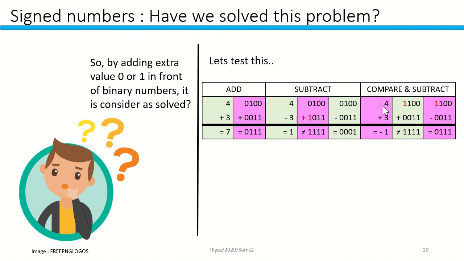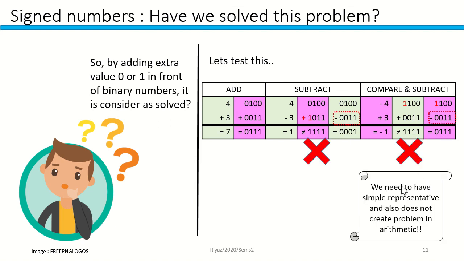How about this one? Minus 4 plus 3 is supposed to give negative 1. How about 1100? We already changed the minus to become 1, and then we're going to add it, but it's not working over here. What if we change the arithmetic to subtraction? This is already in signed number 1100, and this is 0011, and we subtract it, and we get 0111, which is also not correct. So we have to have a simple representation that at the same time doesn't create any problem in arithmetic.